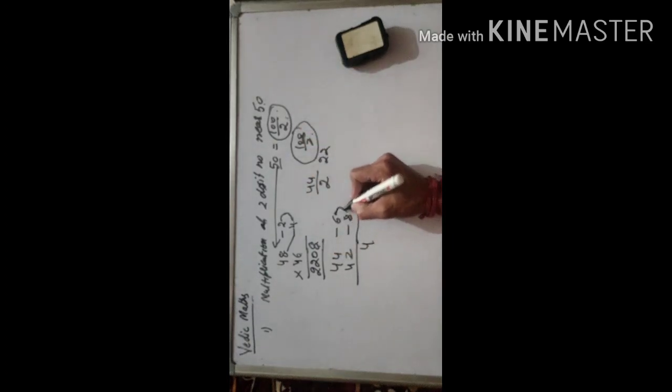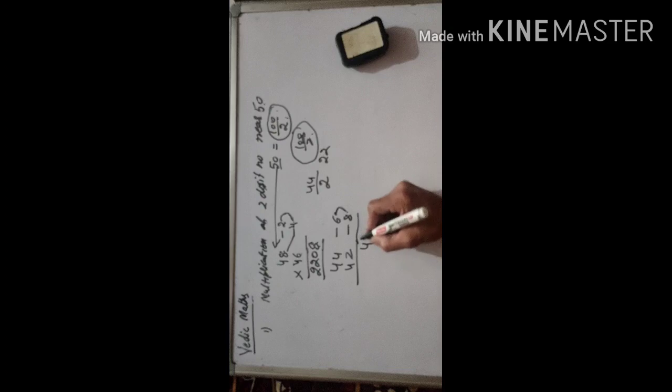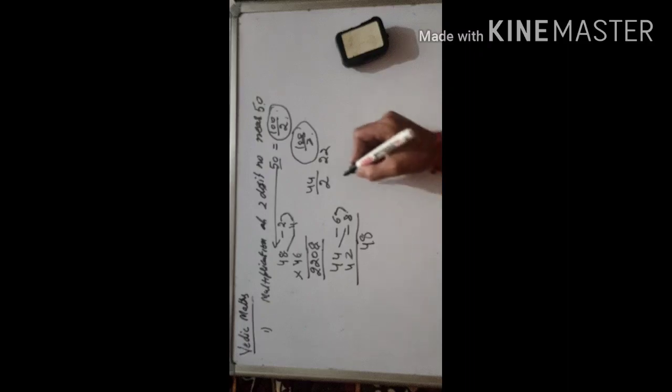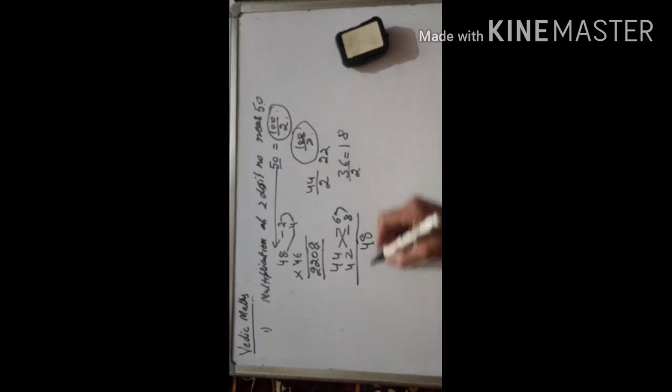So 4 6 4s are 48. Now subtract 44 from 48. That is 36. 42 minus 6 is also 36. Now base is 100 by 2. Divide by 2. 2 ones are 2, 2 8s are 16. That is 18. We have to put it in front of it.